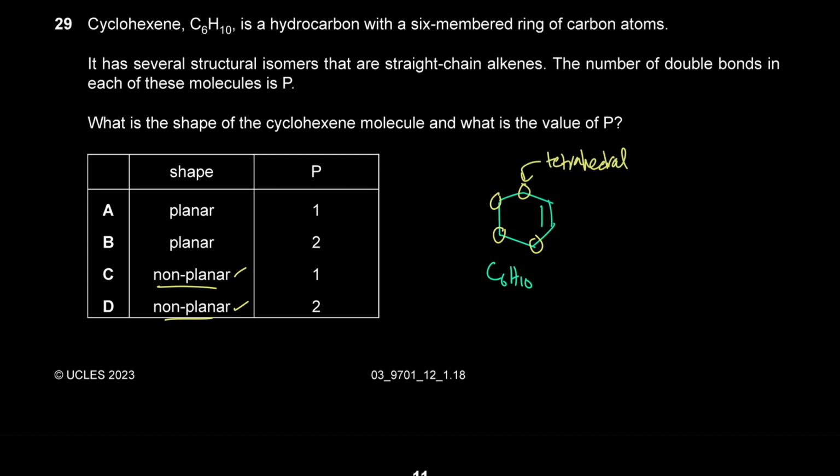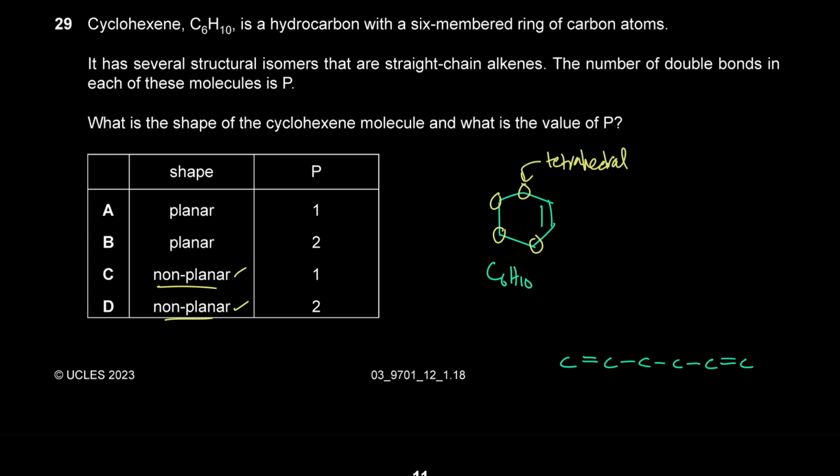And if we were talking about straight chain alkenes, how many double bonds would a straight chain alkene have for it to have the same molecular formula? So if you had a straight chain alkene, that means you have 6 carbon atoms in a straight chain like this. If you just had 1 double bond, that would be C6H12. So that straight chain alkene would have to have 2 double bonds.